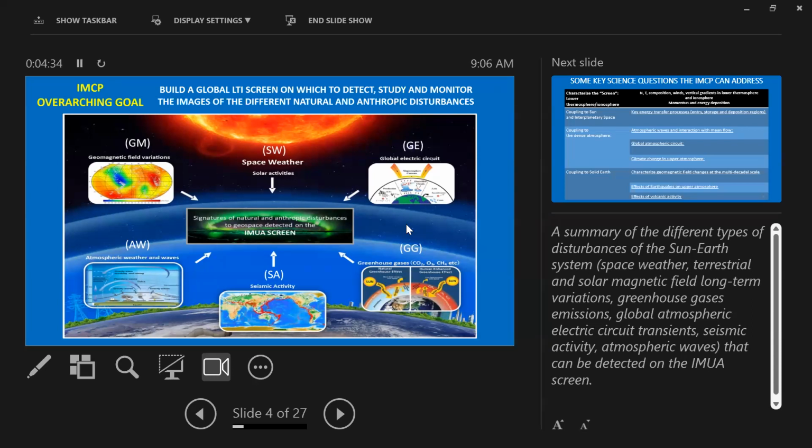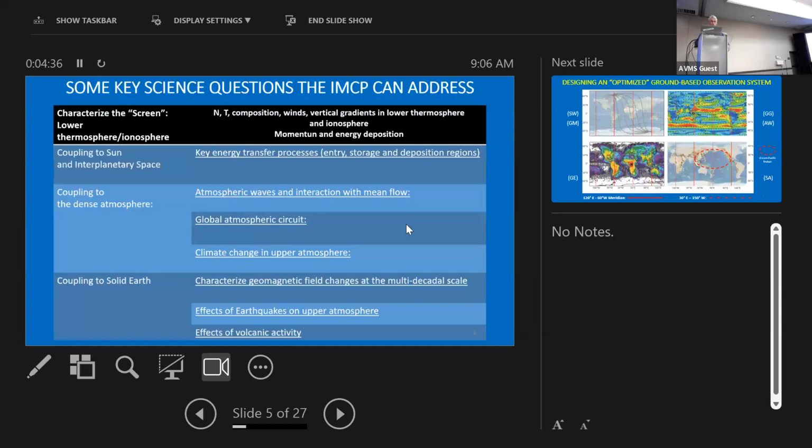So that's what we want to study. And the next figure shows some of the top level subjects for study by the IMCP. Coupling to the sun and to interplanetary space, we would study the key energy transfer processes: entry, storage, deposition region. And we know there are a lot of deposition regions in the ionosphere and thermosphere.